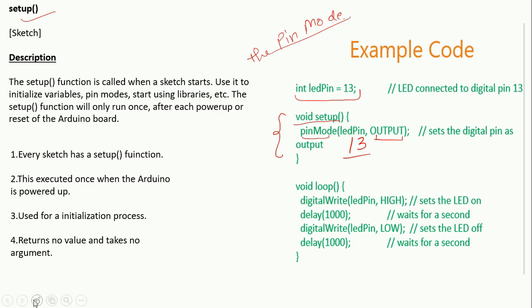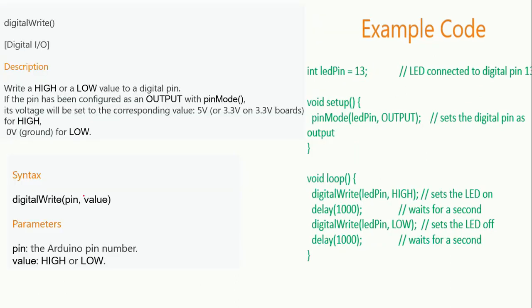Next is digitalWrite, and with the help of digitalWrite we write our value to the output pin. As you are seeing, this is void loop, and what is the meaning of loop? That we want our code to run repeatedly. In this we are using digitalWrite, which means we are writing on the pin that we have set as output. Here we set pin 13 to output.